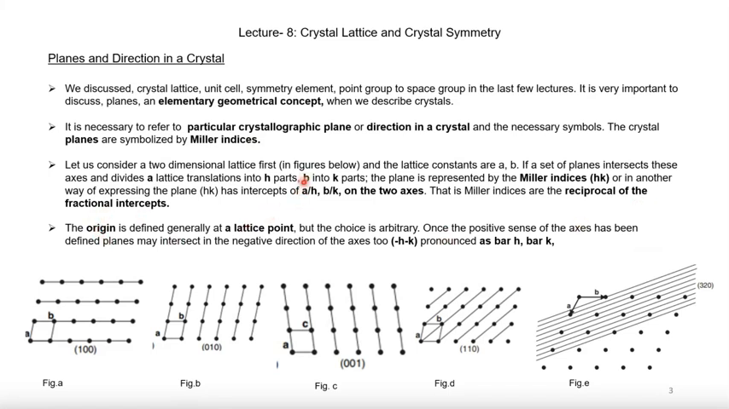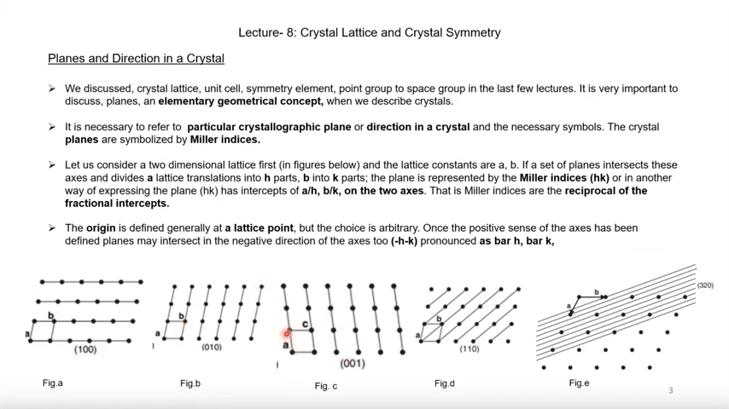We are not taking the C direction yet. We are not considering the three dimensions yet, just showing you how it works in two dimensions. Let's take figure A. If we cut like this, the Miller indices are 1 0 0. We cut in this direction by 1, so it is 1 0 0. If we take this one, then it is 0 1 0.